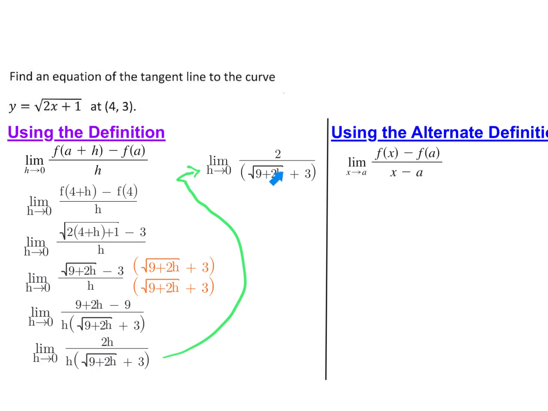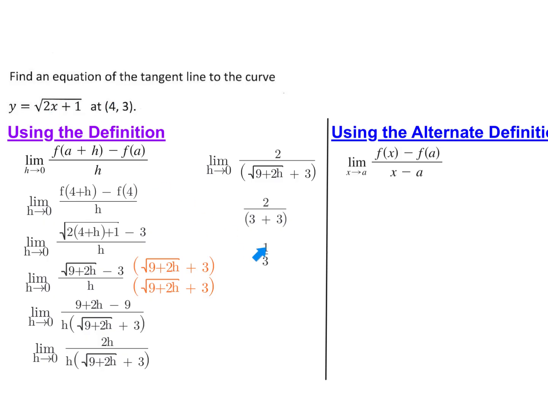Plug the 0 in, so this goes away. The square root of 9, which is 3. All right. I didn't put the limit notation because I'm running out of space over here. So 2 over 3 plus 3, which is 2/6 or 1/3. So that is my slope. That's the slope of the tangent line of this curve at this point.